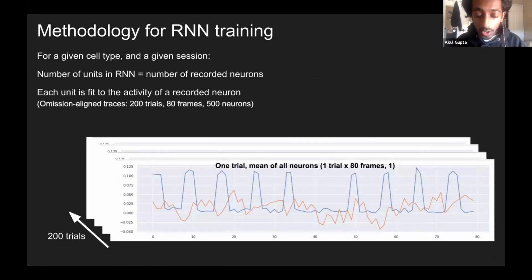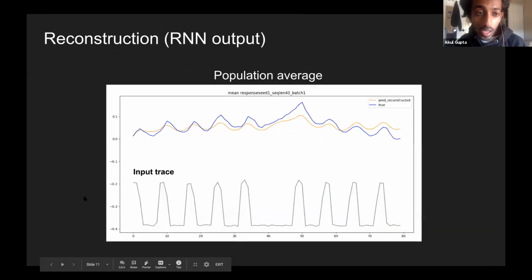So the methodology for training the RNN. The number of units in the RNN is the number of recorded neurons. So if I have 500 recorded neurons, I'll have 500 units in the RNN, and each unit in the RNN is fit to the activity of the recorded neuron. What I'm showing you here is an omission aligned trace. This is what I call one trial, and then I'll have around 200 of these trials.